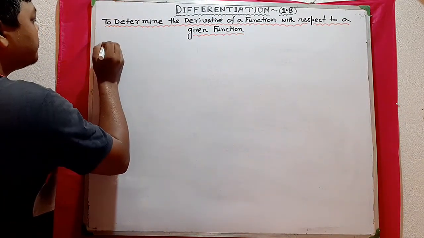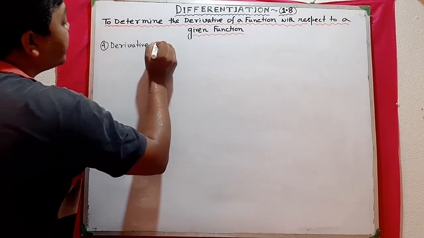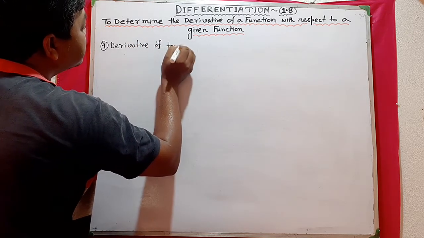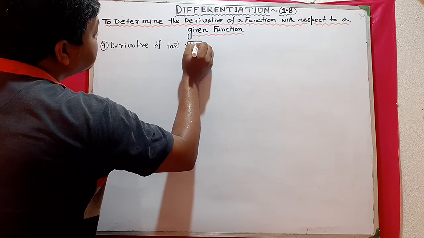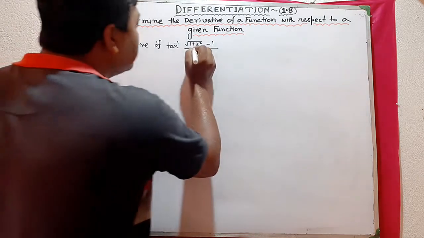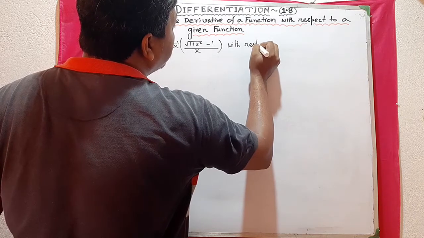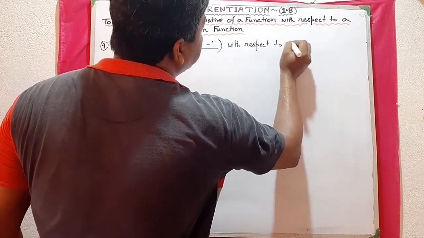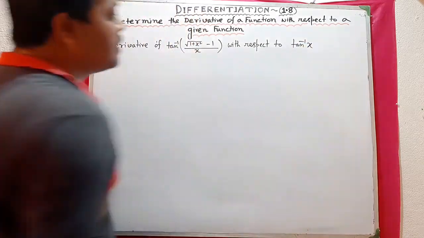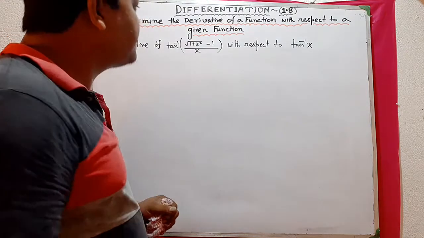Problem number 4, derivative of tan inverse of square root of 1 plus x square minus 1 by x with respect to tan inverse x, derivative of tan inverse square root of 1 plus x square minus 1 by x with respect to tan inverse x.